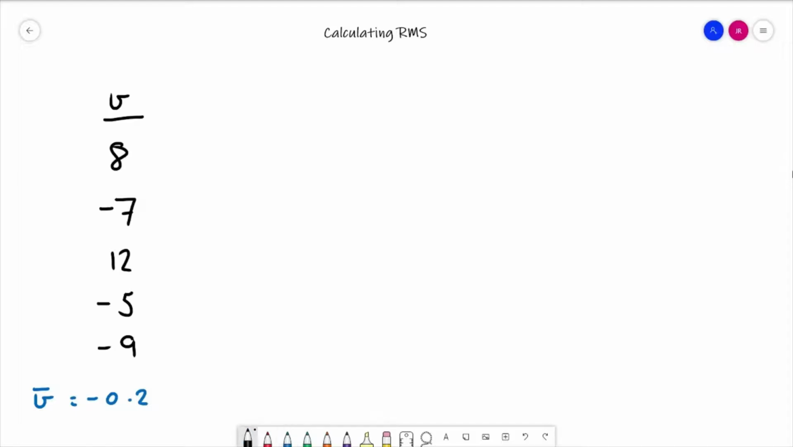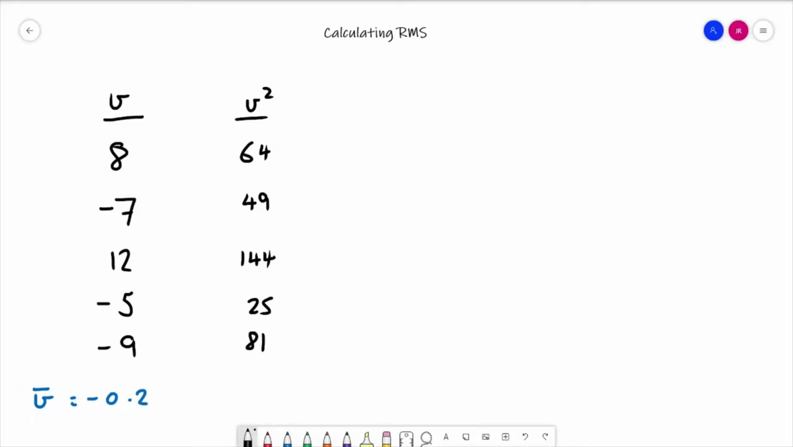So the first stage, of course, is to square all of those values. Again, it might be worth pausing the video and following me through on this. So 8 squared is easy, 64. Now minus 7, don't forget when we square it, multiply it by itself, a minus times a minus is always a plus. So it ends up as plus 49, we've got 144, we've got positive 25, and we've got positive 81.